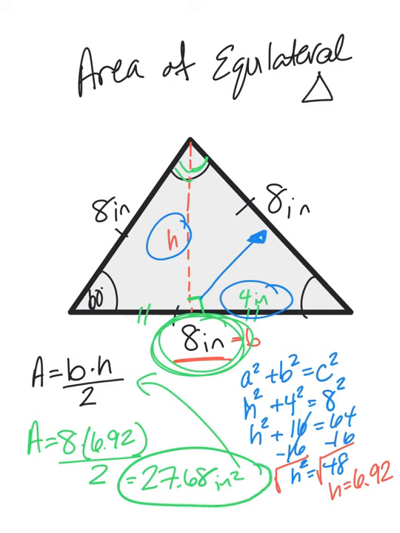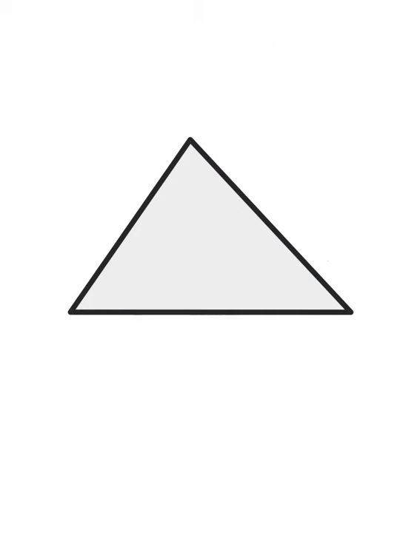So we have to do a little bit more work here. We have to figure out our height of this triangle using Pythagorean theorem. Plug in that height into my formula with my base, and there we go. All right, let's do another one.